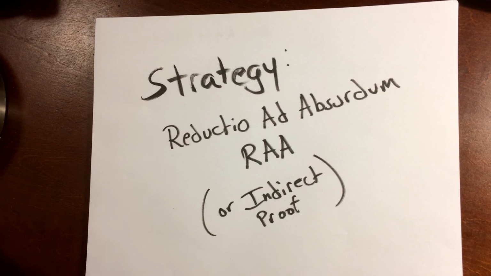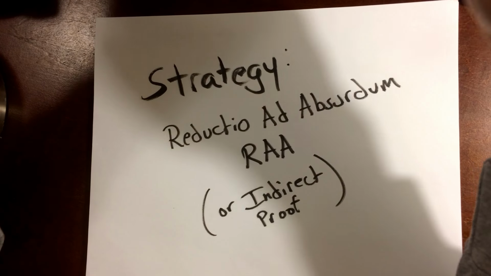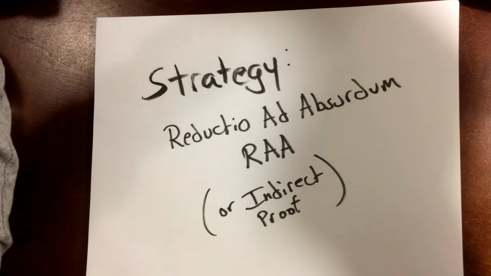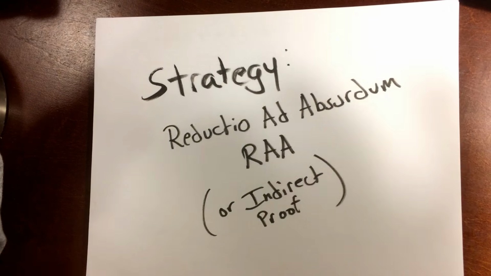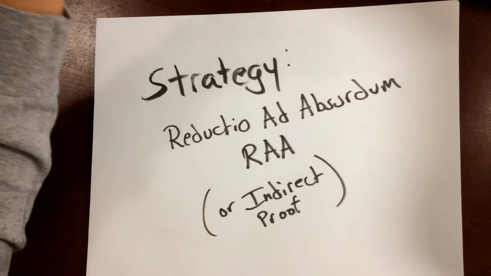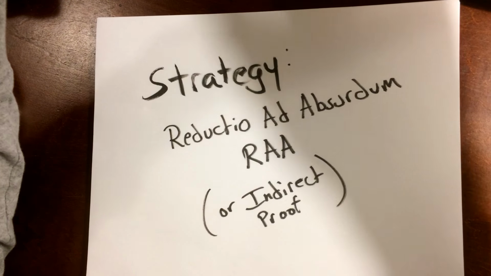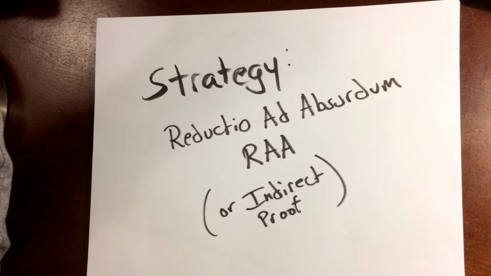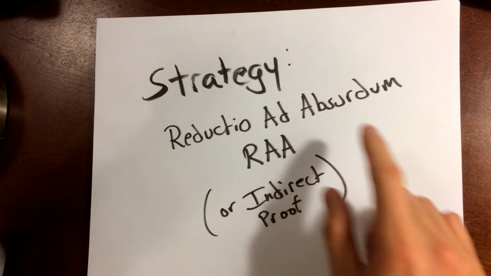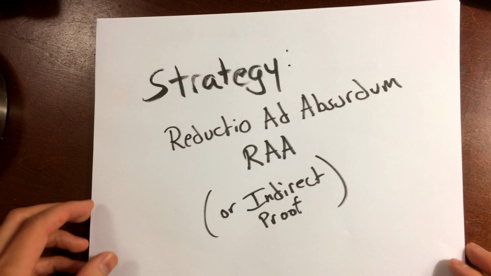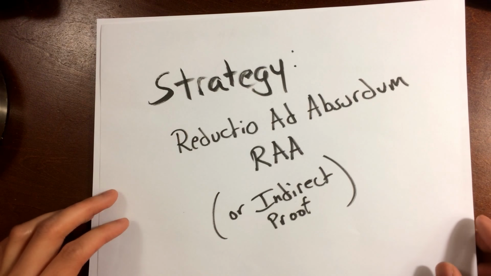A direct proof, or like a straightforward proof, goes directly from its premises and proves its conclusion. But an indirect proof tries to show that if you assume the opposite of the conclusion, you're going to run into a contradiction, right? And so that contradiction is that absurdity. This basically means reduced to an absurdity, reduced to a contradiction.